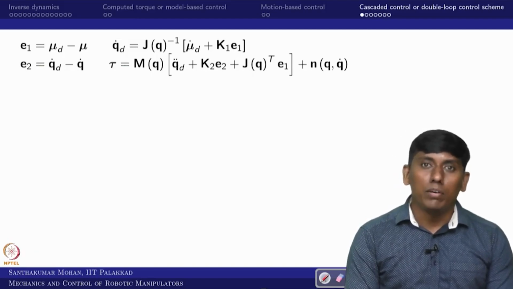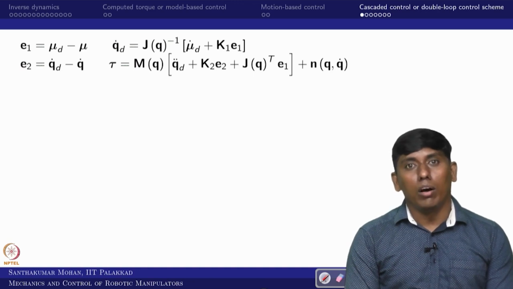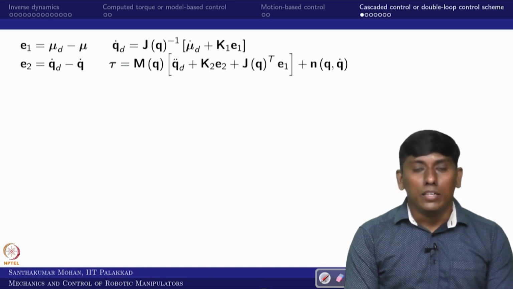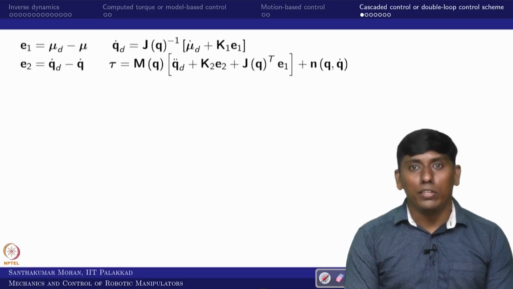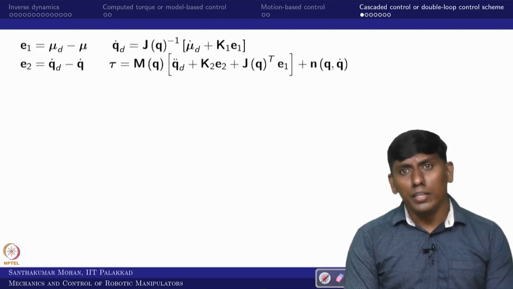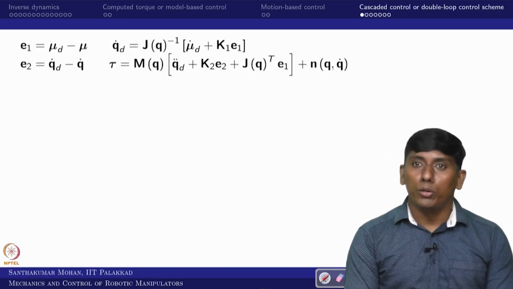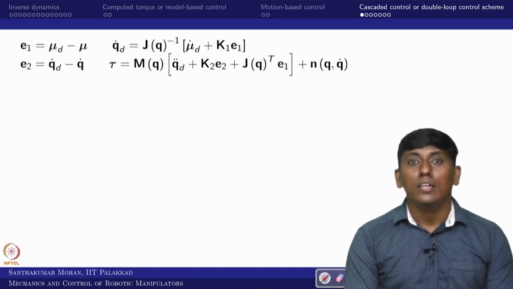So based on that, we have derived the tau, which is the control law. The control law, or control scheme, is derived in this way, where the inertia matrix is multiplied with q double dot desired plus k2 E2, in order to make the stability J transpose E1, plus in order to make the feedback linearization we have added n of q comma q dot. The same thing we have tried to do in Matlab.